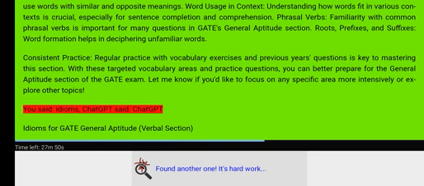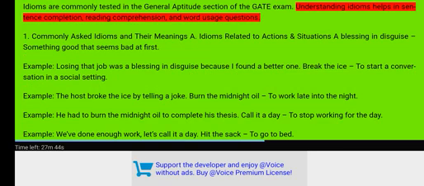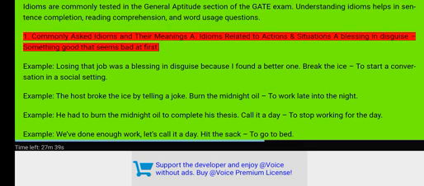You said: idioms. Idioms for GATE General Aptitude verbal section. Idioms are commonly tested in the General Aptitude section of the GATE exam. Understanding idioms helps in sentence completion, reading comprehension, and word usage questions. 1. Commonly asked idioms and their meanings. Idioms related to actions and situations.